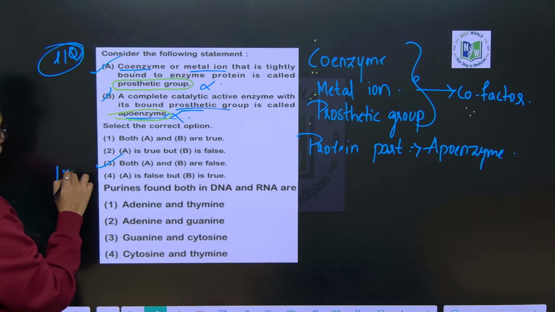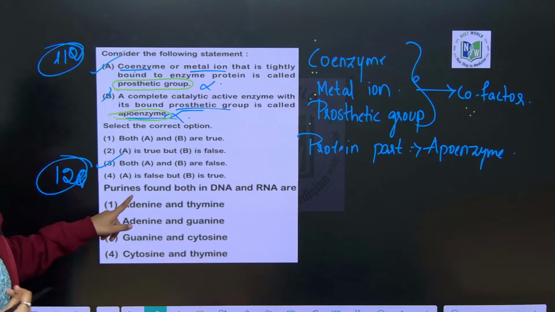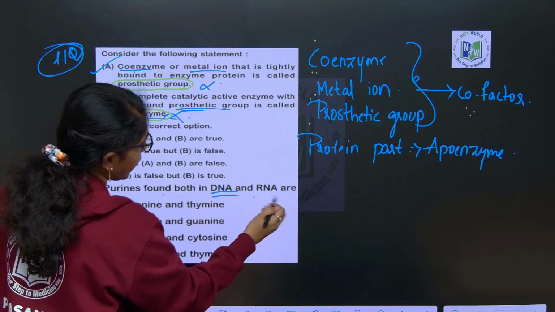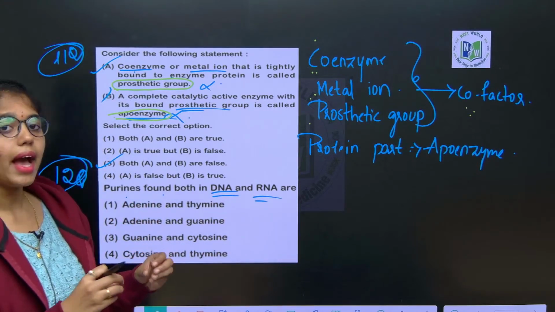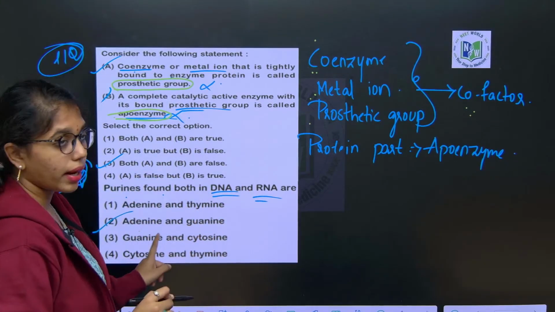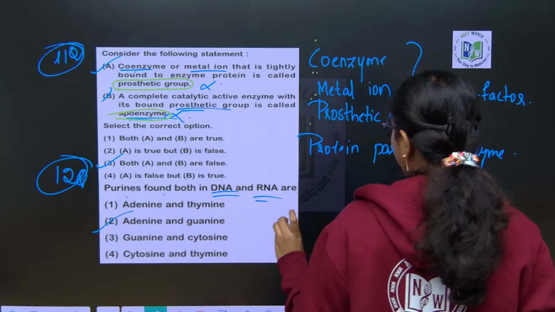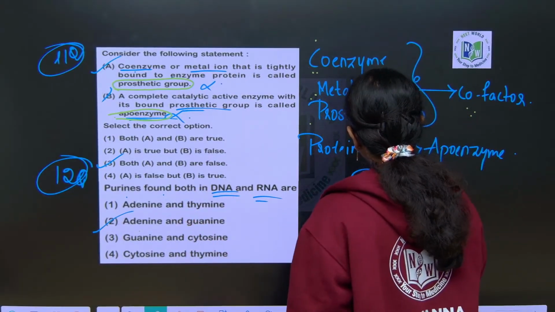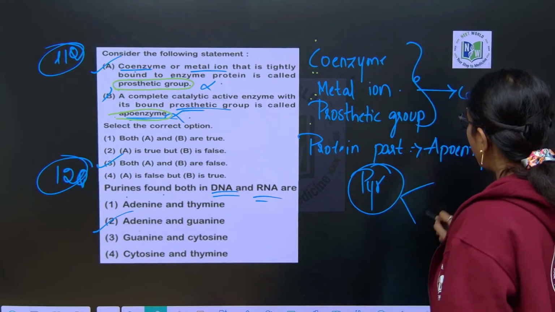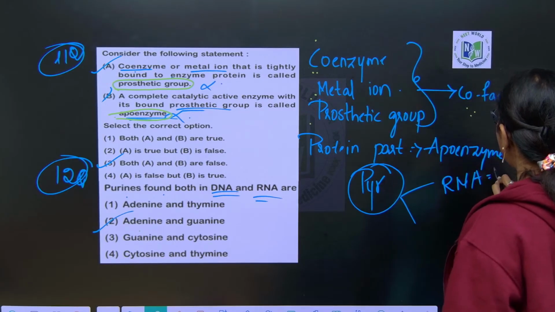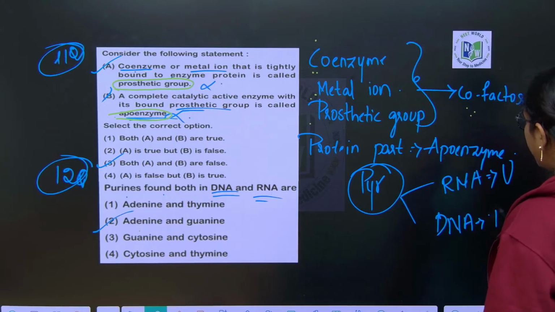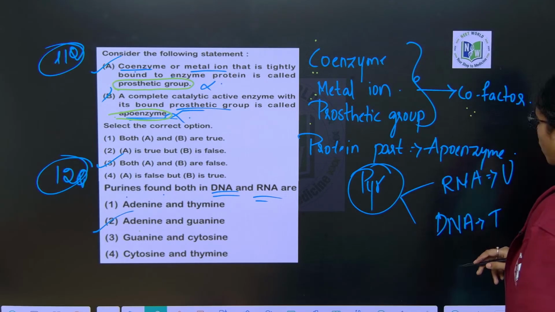Next question, if you see, this is from molecular basis of inheritance, or MolBio. Purines found in DNA and RNA: DNA and RNA have the same set of purines. Those are what? Adenine and guanine. They have the same set of purines, which are heterocyclic. But when it comes to pyrimidines, they will be different. For RNA it will be uracil in the place of thymine. In DNA we have thymine, whereas in RNA we have uracil.